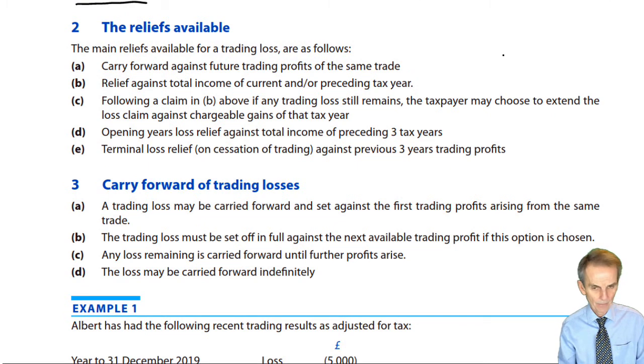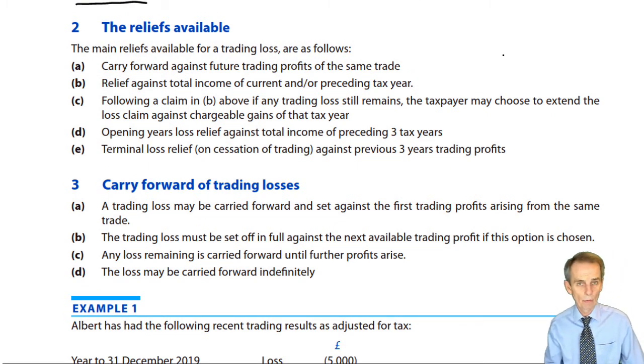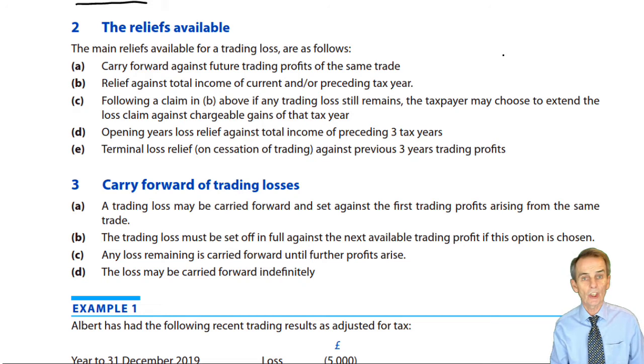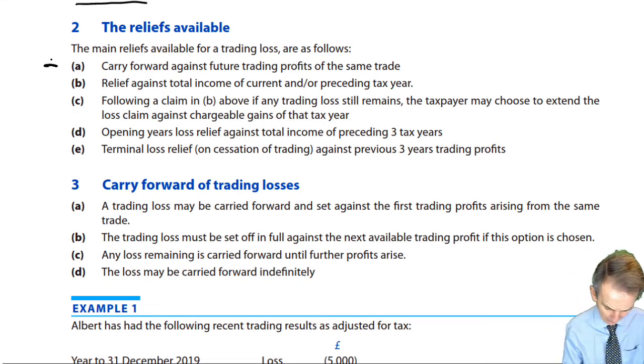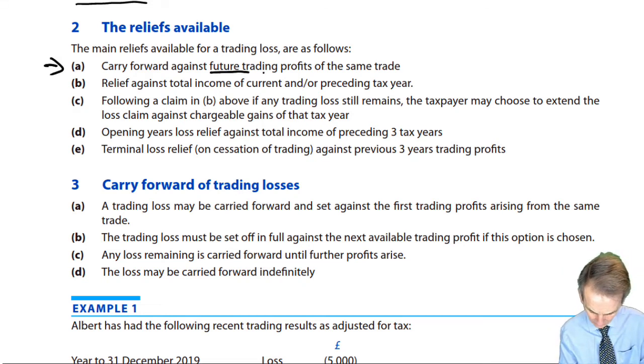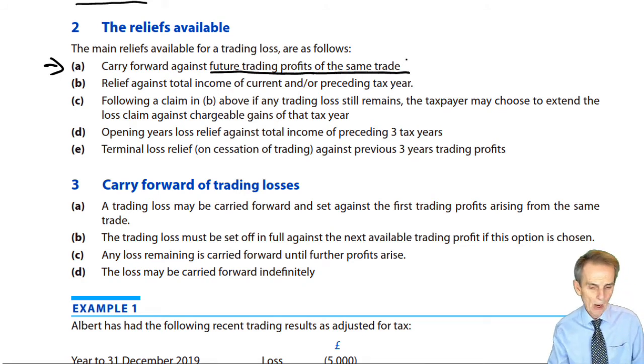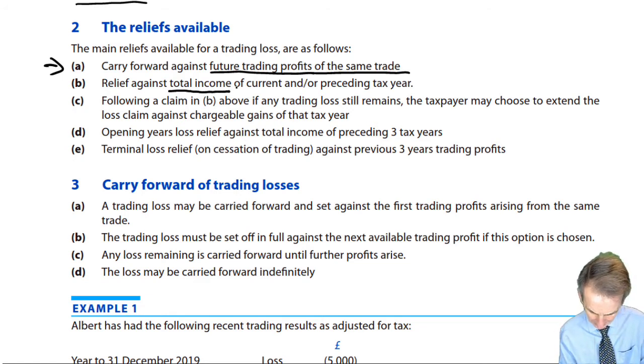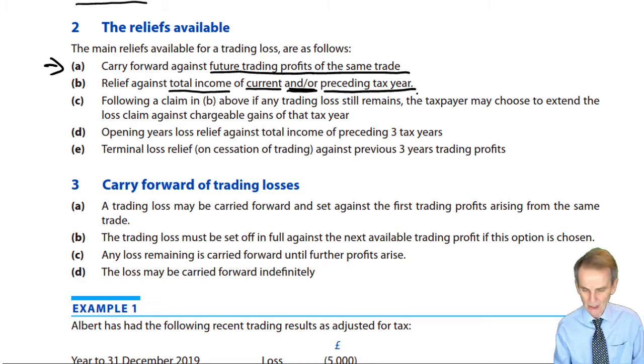The reliefs available. Now, there are two main reliefs that exist for continuing businesses. The carry forward, as we've just said, against future trading profits of the same trade. Again, no partial claims, and it will go against the next available future trading profit of the same trade. If you want your relief more quickly than that, it goes against total income, and that can be of the current and or the preceding tax year.